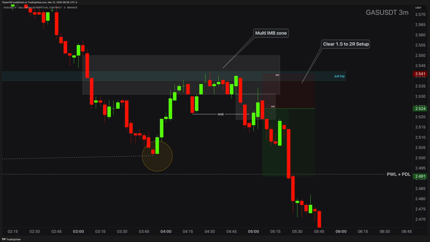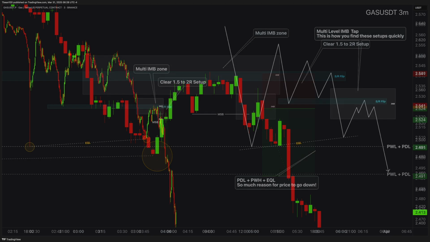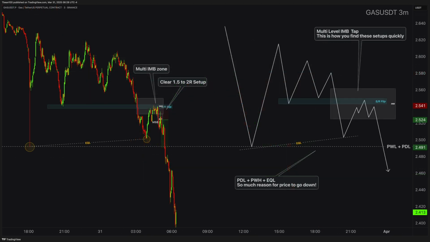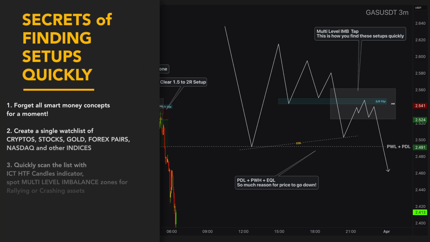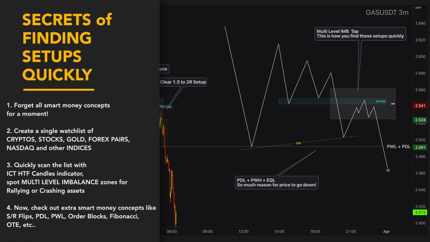This is how I teach things in the masterclass. Now let's talk about the secrets of finding these setups the fastest way. First of all, I want you to forget all of the smart money concepts for a moment. Do not bother. I do not care for PDL, PWL, equal lows, imbalances, or anything else.